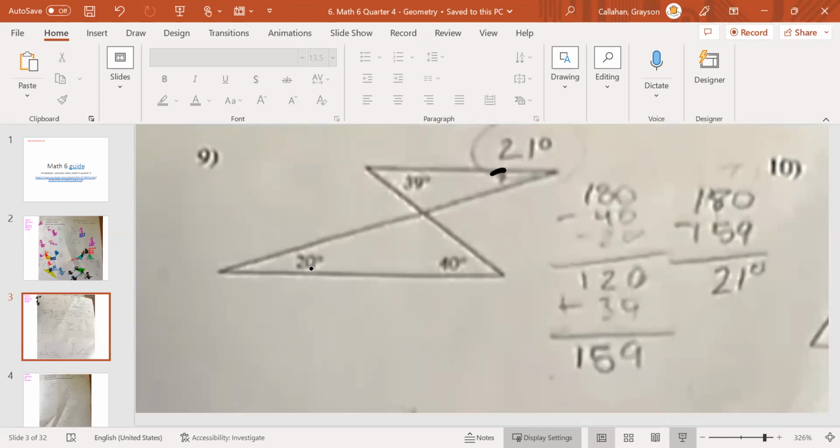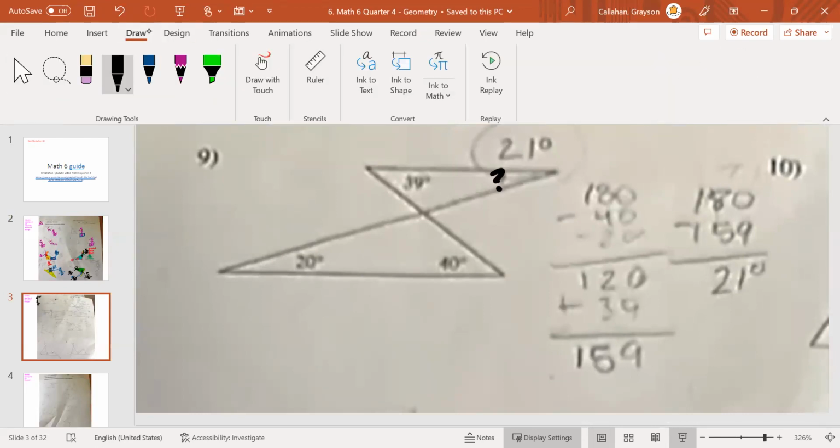First things first, we need to figure out this angle right here, right? But we don't know what that angle is because that angle has a question mark on it. So we need to figure out what this angle is. However, I also don't know what this angle is right there. Do you see that? You can't find one angle if you have two missing angles, right? So you're going to have to find out this angle right here.